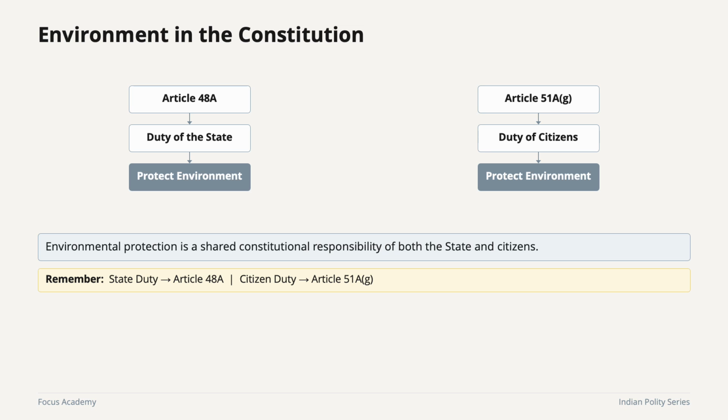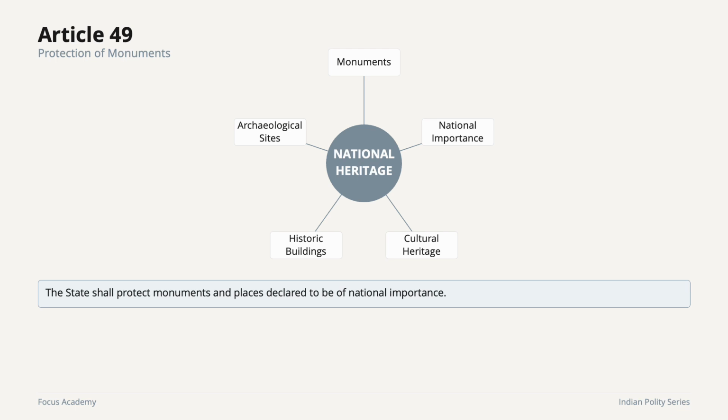Now, environment in the Constitution: Article 48A talks about the duty of the state, and Article 51A(g) talks about the duty of citizens to protect the environment. Explanation not needed here.